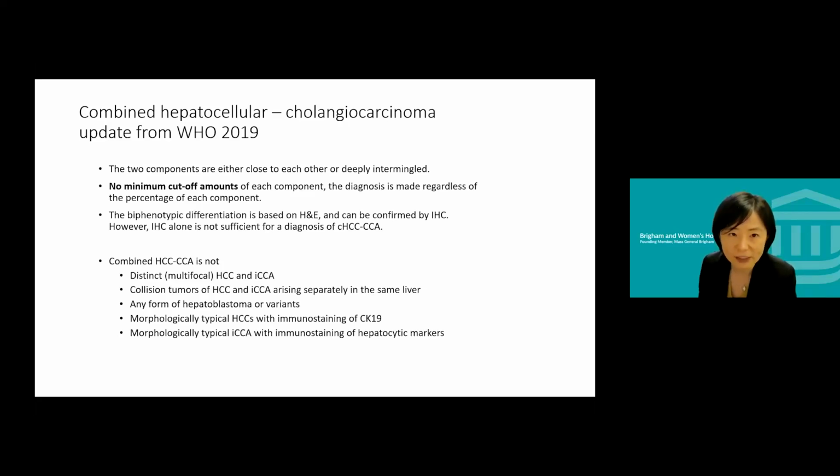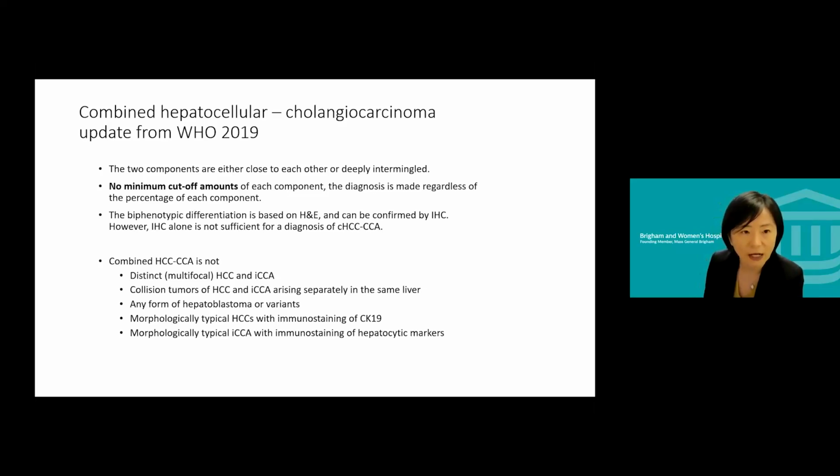But the definition for combined hepatocellular and cholangiocarcinoma is that you must have two morphologically distinctive populations. There's no minimal cutoff for each component, but you do have to have two unequivocal populations. One is HCC, the other is glandular. So our case didn't have two populations. It has a more uniform appearance. It just shows some mixed immunohistochemical staining pattern.